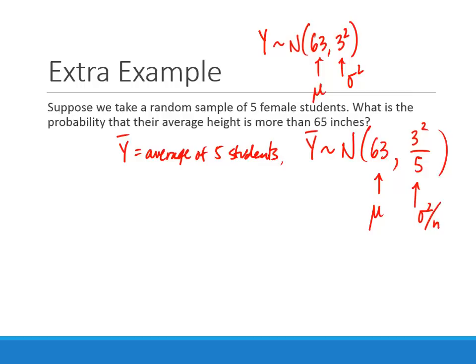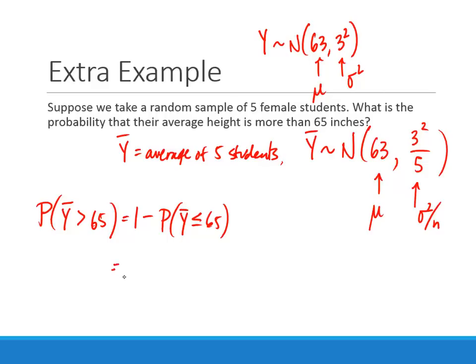So now I want to know the probability that the average height of these 5 students is more than 65 inches. Similar setup as before. It's the probability that y bar is bigger than 65, which I'm going to do as 1 minus the probability that y bar is less than or equal to 65. Now my notation looks different. I have a y bar instead of a y, but I know y bar has a normal distribution with mean and variance as given there.